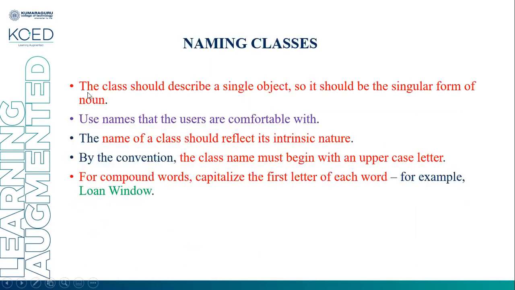Naming the classes. The class name should describe a single object, so it should be a singular noun. The second point, use names that users are comfortable with. Third point, the name of the classes should reflect their intrinsic nature. Point number 4, the convention: the class name must begin with an uppercase letter. For compound words, capitalize the first letter of each word, for example, LoanWindow. Okay, that's it for the discussion.